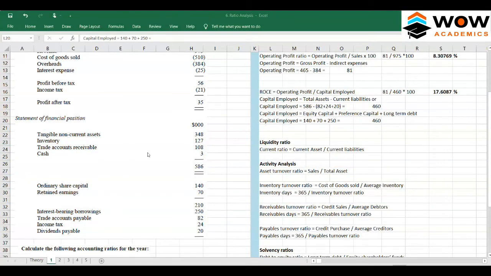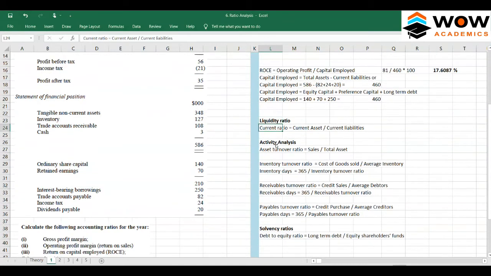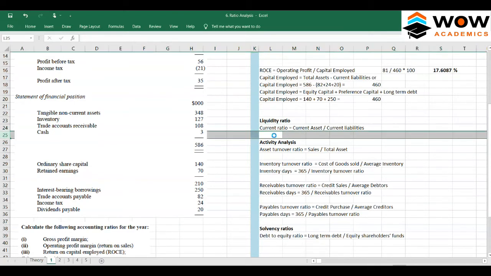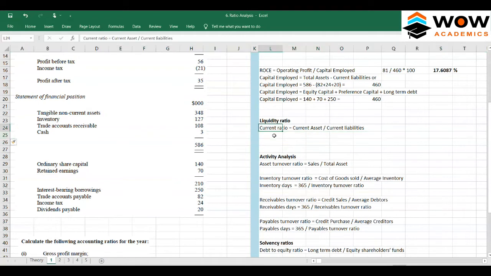Now we'll start with the liquidity ratio. Liquidity ratios, it's going to be current ratio. So we'll be looking at current assets by current liabilities. First we'll get the current assets.